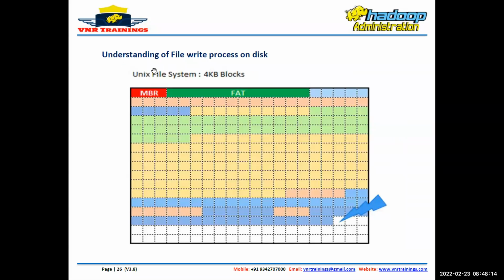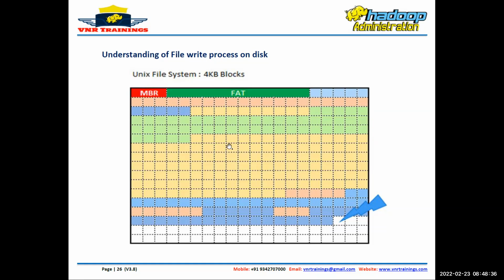So this is understanding the file writing process. If you take this as a disk, first you'll have the master boot record starting point, then some reserved space. From here your actual data will start writing. So whenever you start writing, take that each color is one file. You may have small files, you may have big files also.